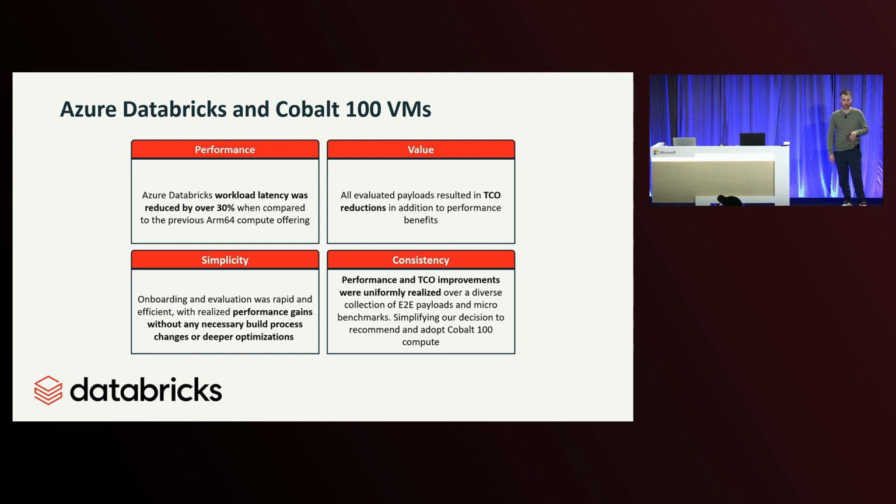And regardless of what cloud I'm evaluating compute for, it is extremely uncommon to see a new compute offering that meets or exceeds the bar in all 4 of these key dimensions, but that's exactly what we're seeing with Cobalt 100 on Azure Databricks, which is just fantastic. And when we see those 4 dimensions being satisfied, we get extremely excited.